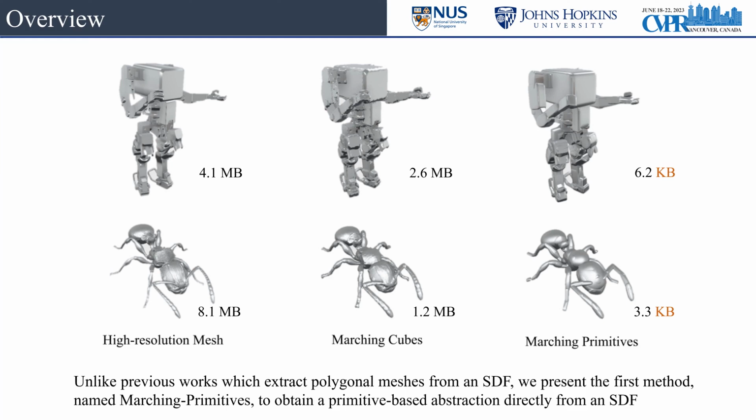robotic manipulation. Unlike previous work which extract meshes from a signed distance function, we present a novel method named matching primitives to obtain a primitive-based abstraction directly from an SDF. In this paper, we focus on a versatile geometric primitive called supercogix to represent scenes. A supercogix with a general pose is only encoded by 11 parameters. More importantly, supercogix have closed-form Minkowski sum, making it an efficient representation for collision detection and motion planning.